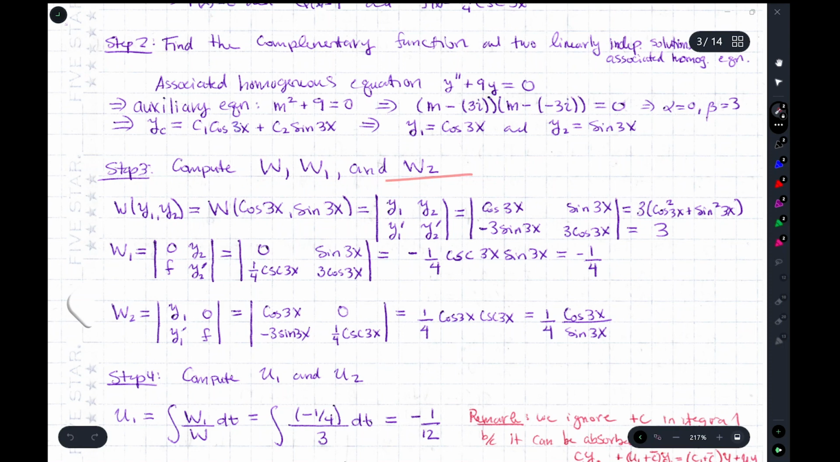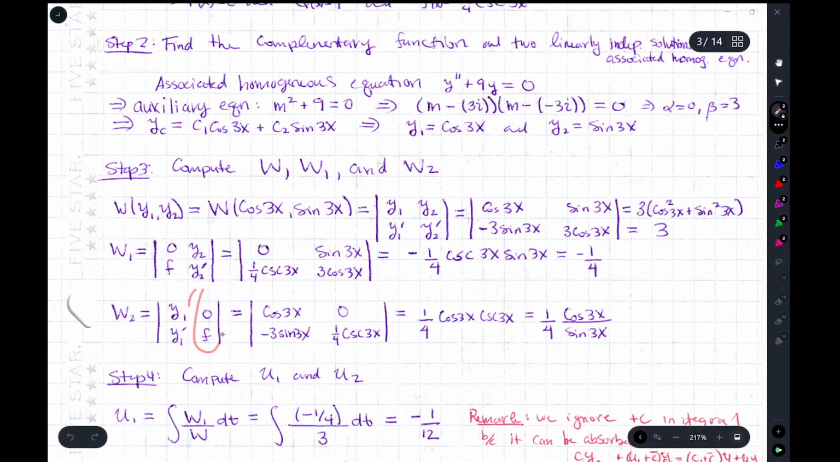Step 3, compute the Wronskian, W1 and W2. So the Wronskian of y1 and y2, which we identify here, is the determinant of this. If this is y1, this is its derivative, this is y2, its derivative. We then take the determinant of that, and we get cosine squared 3x plus sine squared 3x, which is 1. And so we just have 3 times 1 there.